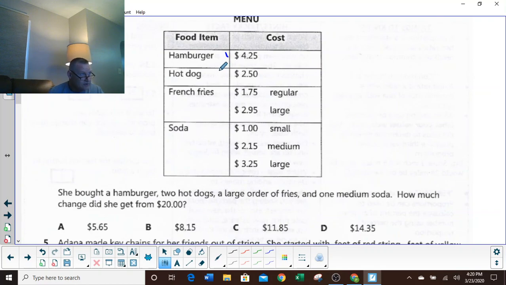She bought 2 hot dogs. She bought a large order of fries. And she bought 1 medium soda. Y'all know what to do here. But be careful. How much change did she get from a $20 bill? First, let's figure out how much our food costs. $4.25. 2 times 250, $5. $2.95 for the French fries. I'm getting hungry now. 1 medium soda, $2.15.